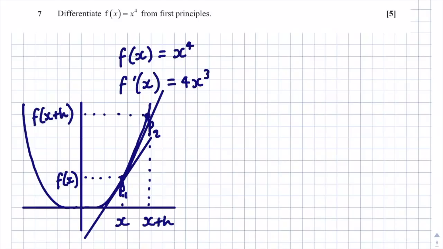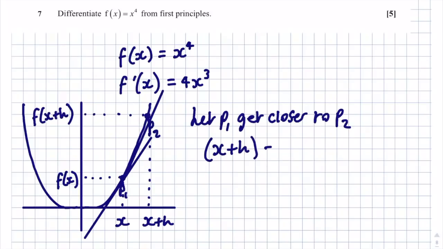what we want to do is take one of the points, let's say let P1 get closer to P2. Then what's going to happen is this difference of h, because there's a difference of h between x plus h and x, well h will tend to 0 once those 2 points get closer together. Now they're not going to overlap exactly, but they're going to get closer towards each other. And it's going to tend to one tangent, to a single tangent.